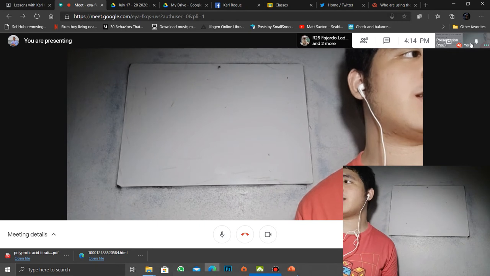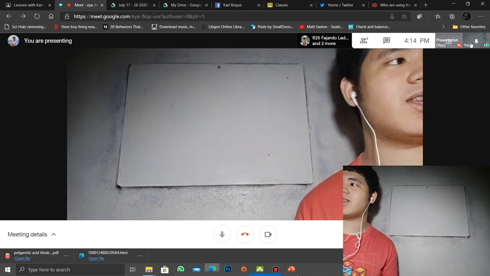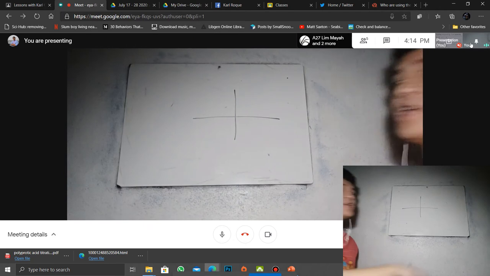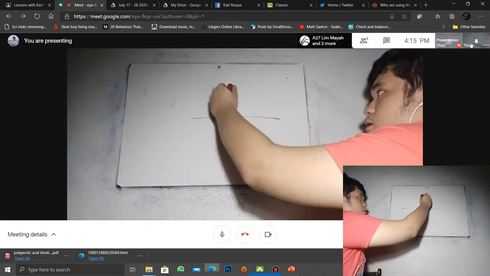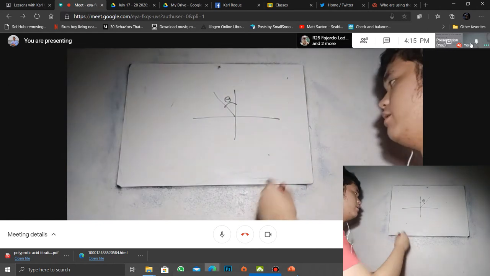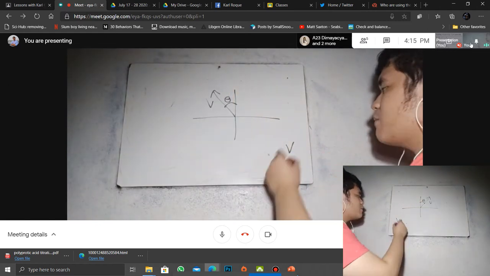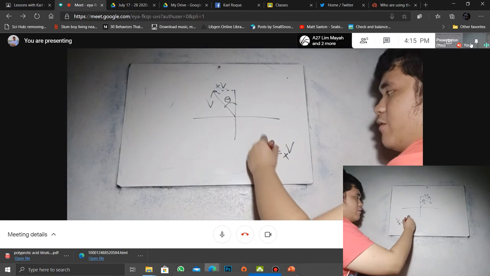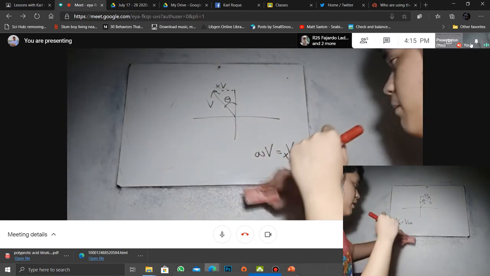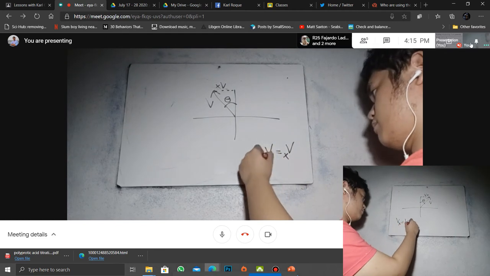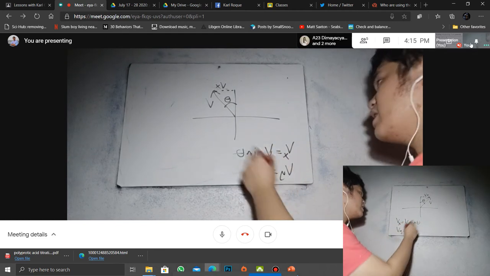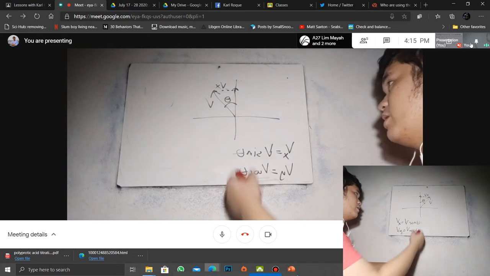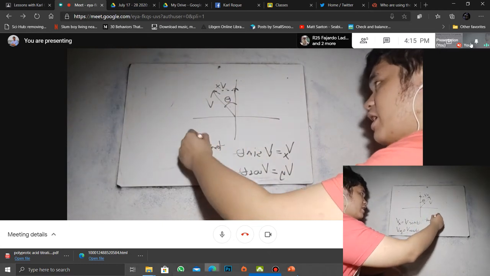Hindi naman porket binigyan ka ng angle, yung x natin ay cosine theta agad, yung y natin ay sine theta. What do I mean? Example, yung binigay sa'yo angle, ganito. Yan, example, ganyan. Tapos yun yung V. The X component is opposite, di ba? Ito yung X eh. Di ba? V sine theta. Di ba? V sine theta. Vy equals V cosine theta. Di ba? Yun. Tapos yung angle is tan inverse ng Vx over Vy.